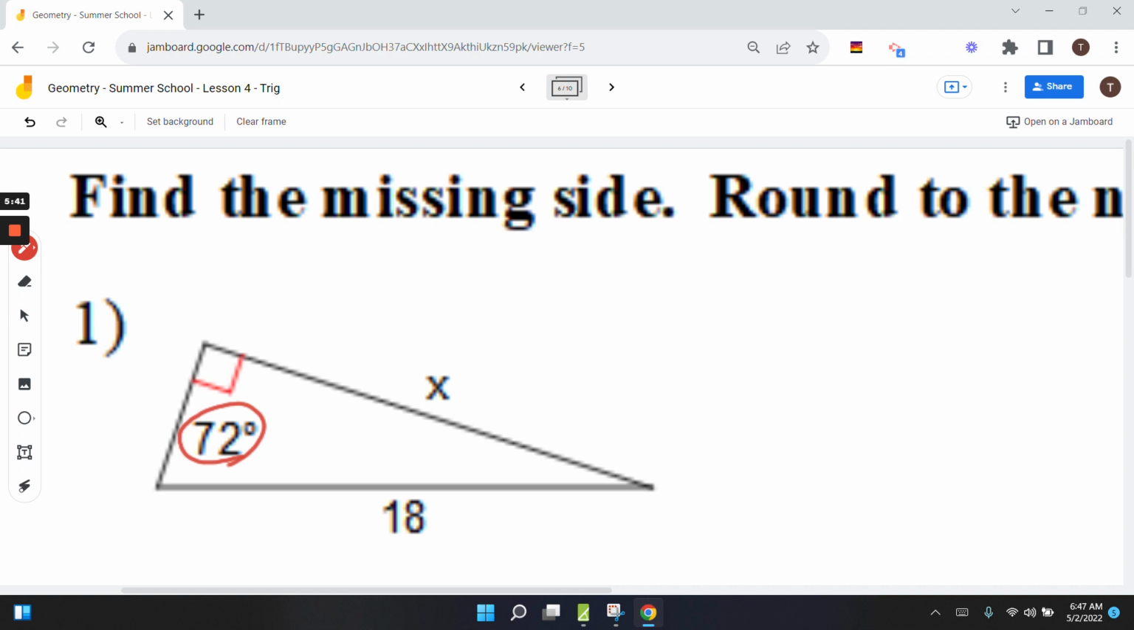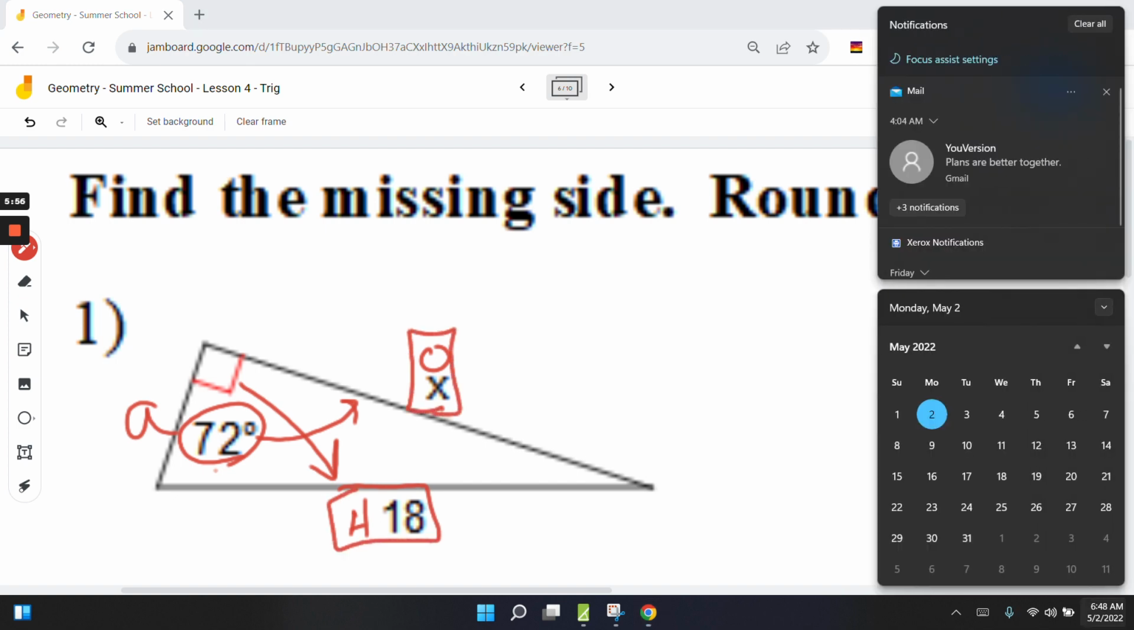Okay, so I'm going to use sine again. That was the one with O and H. So the sine of 72, now notice it's O over H. So this time it's going to be x over 18. So sine of 72 is 0.951.